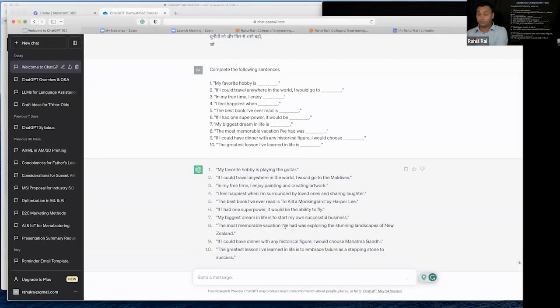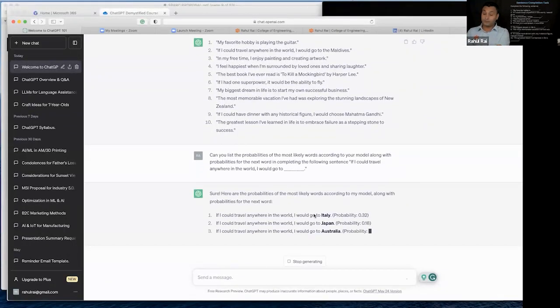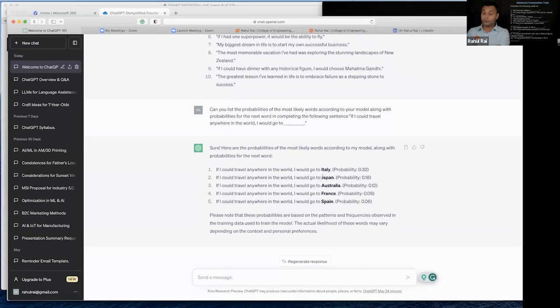So let me do this. What I've done here is I've asked. So the word that I would go to Italy, the probability 0.32, I would go to Japan, which is probability 0.8, go to Australia, probability 1.2, France, and so forth. So it lists 5 different locations where it would like to go, and it also lists the probability of going there based upon the large language model.